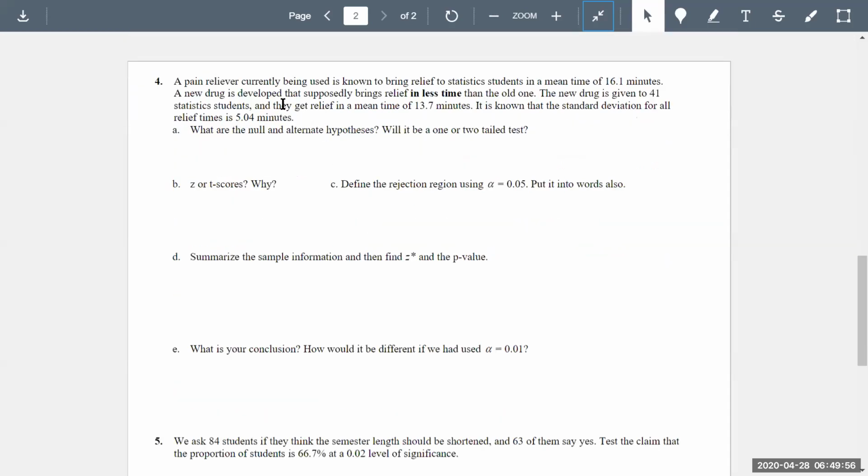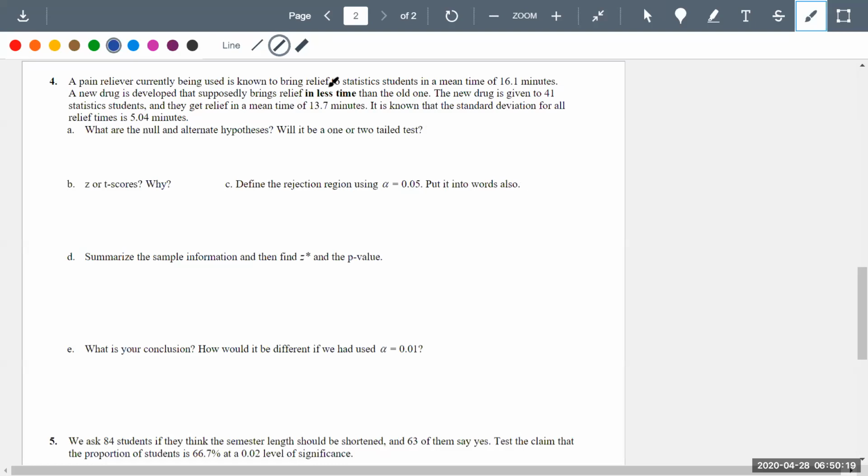I think I've gone over one sort of like this before. Pain reliever, it's known to bring relief in 16.1 minutes. A new drug is developed that brings relief in less time than the old one. Stop. I'm not going to read any more at the moment, because the only thing I'm worried about at first is the claim, right? So the claim is that the new drug takes less time to work than the old drug did.